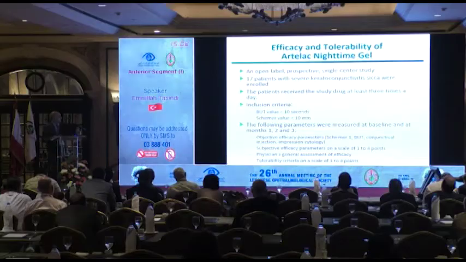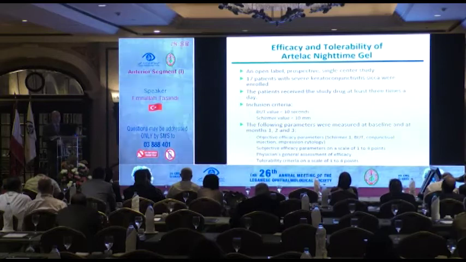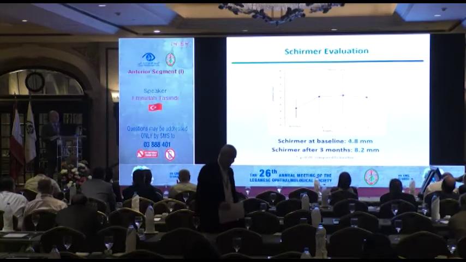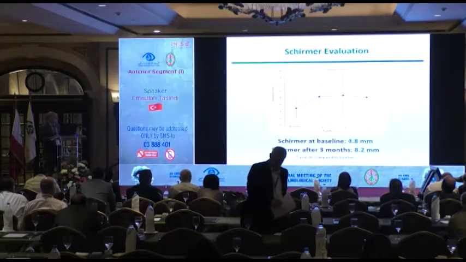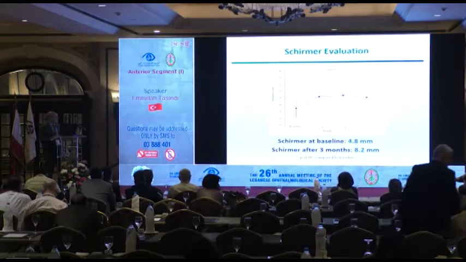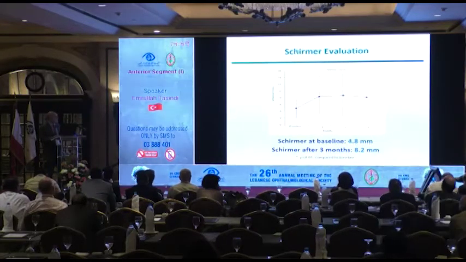There are some studies, I will pass through them quickly. It's an open label prospective study; breakup time and Schirmer values are calculated, and they look at the baselines for 3 months. In the Schirmer values, the baseline is about 4.8 millimeters. Quickly after using Artelac Nighttime Gel, in just 3 months, it rapidly increased to 8.2 millimeters.